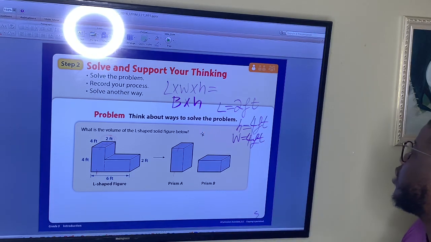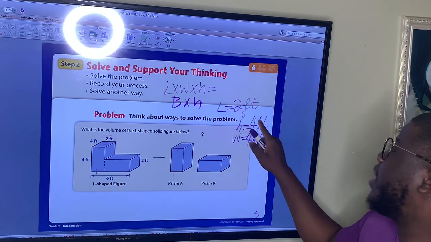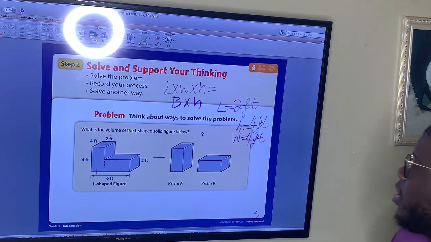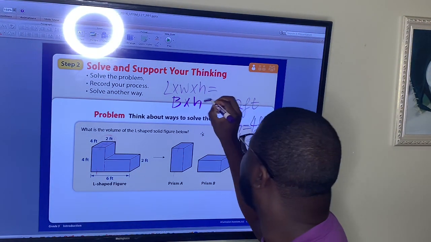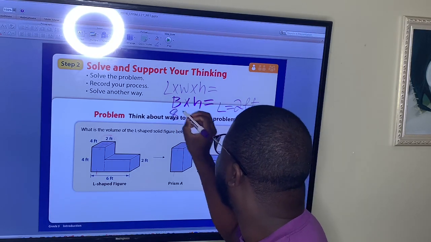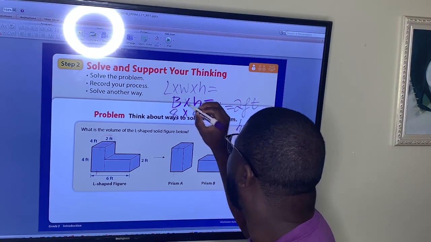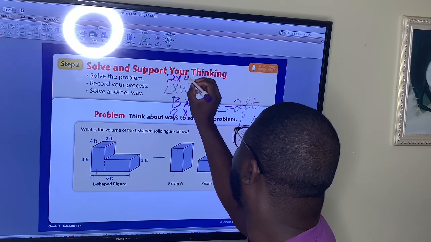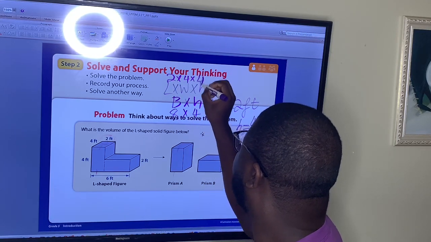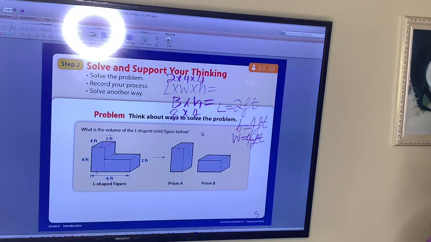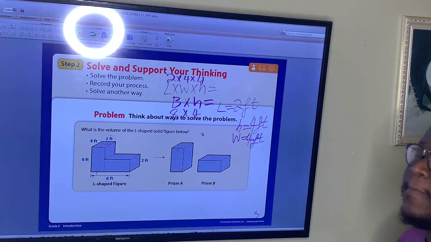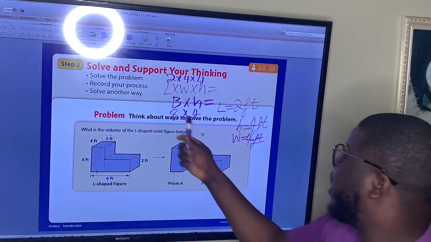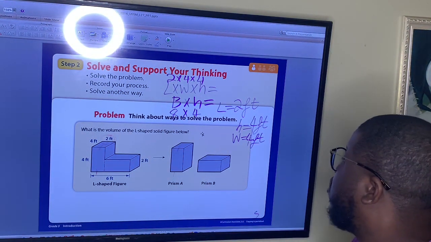All right, so let's quickly do that. I know that 2 times 4 is equal to 8. 8 times 4 will also give me my volume, which is 8 times 4, or 2 times 4 times 4. As you can see, I'm writing down all my work. 8 times 4 is equal to 32.